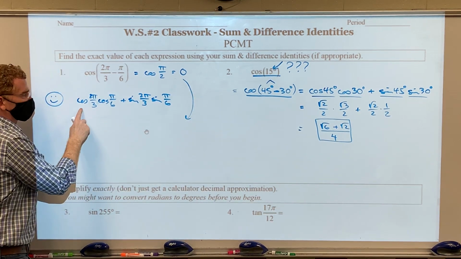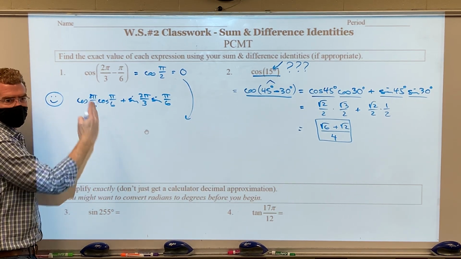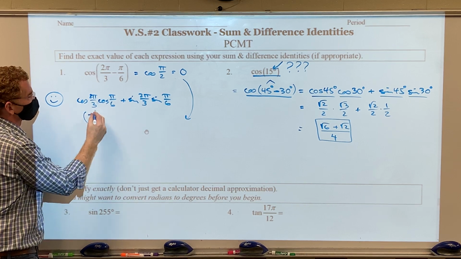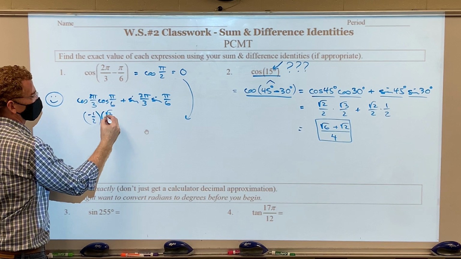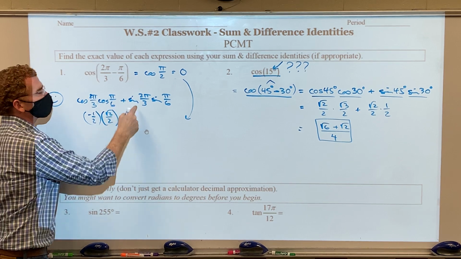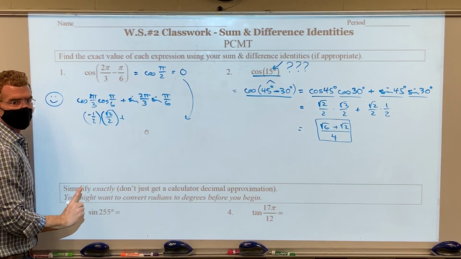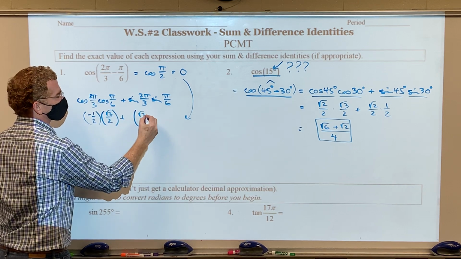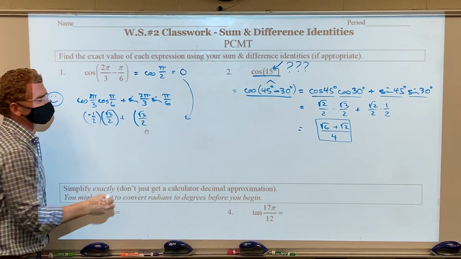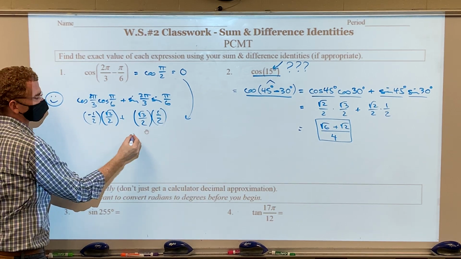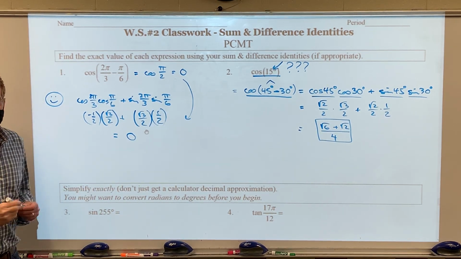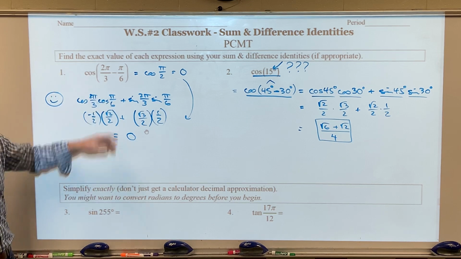Now check it out. Cosine at 2 pi over 3, negative a half. Cosine at pi over 6, square root of 3 over 2. Sine at 2 pi over 3, square root of 3 over 2. Sine at pi over 6, 1/2. What is that plus that? So this identity is going to work for you.